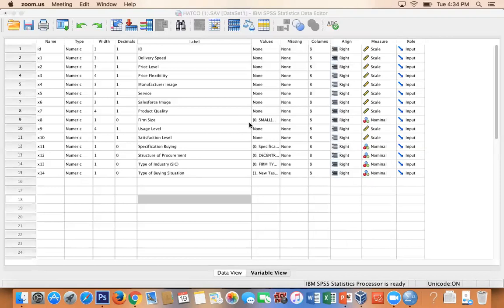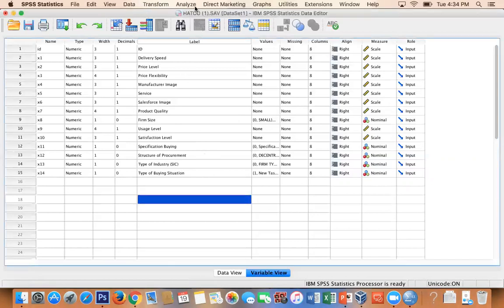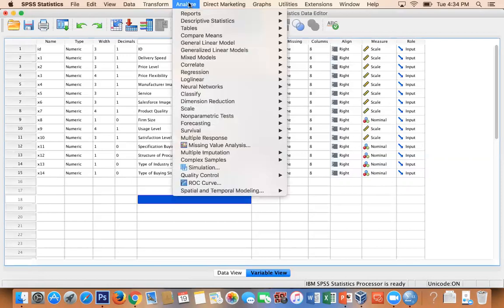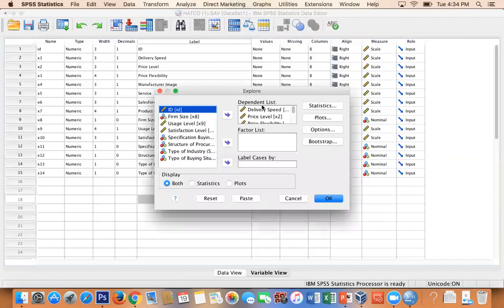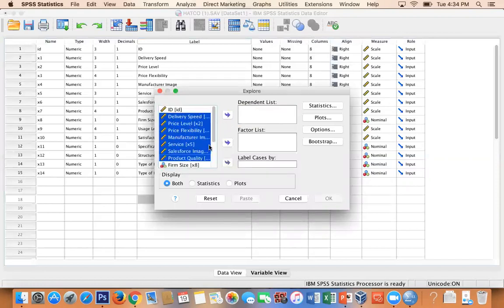For example, let's say you're trying to assess normality. First things first, this is the same HATCO example. I'm going to use this as the initial example, like for a simple regression or all the assumptions. I want to check normality. So how do you do it? Go to Analyze, Descriptive Statistics, Explore. Analyze, Descriptive Statistics, and Explore. And I already just did it, as you can imagine.